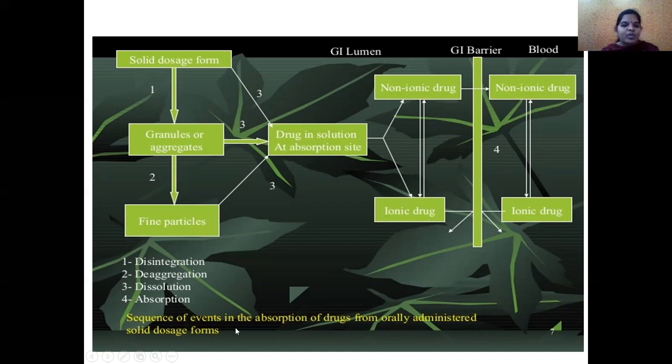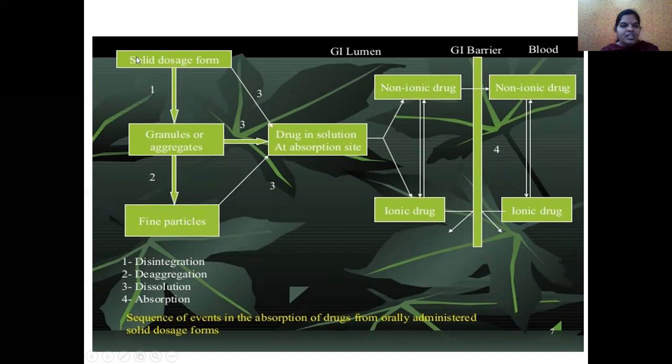So what is the sequence of events of drug absorption from orally administered solid dosage form? Disintegration, deaggregation, dissolution. See here, disintegration, deaggregation, dissolution, absorption, final stage.